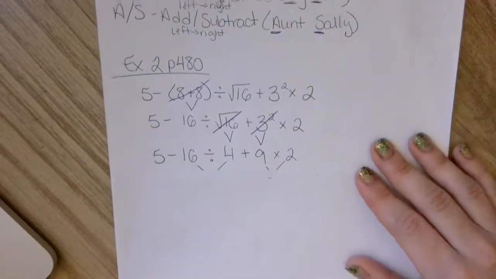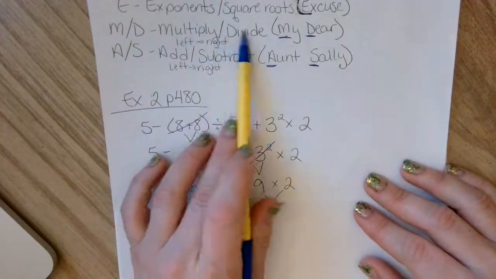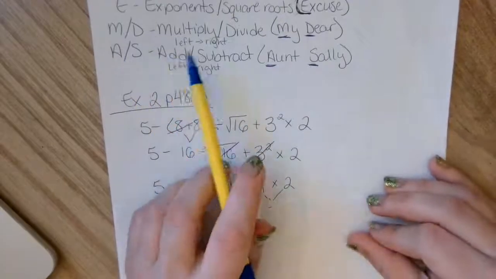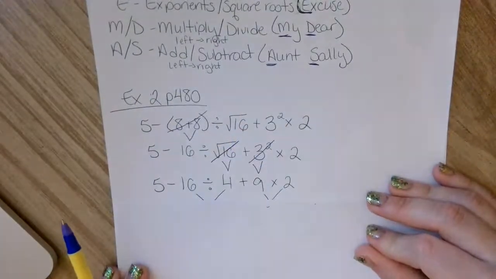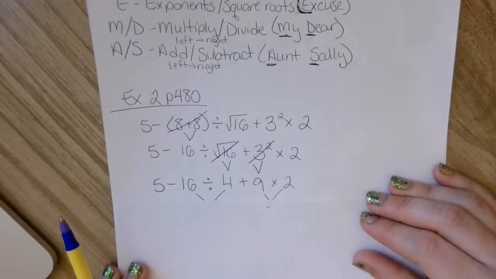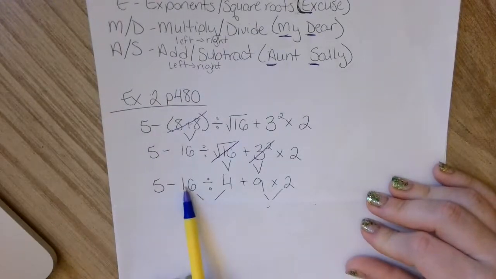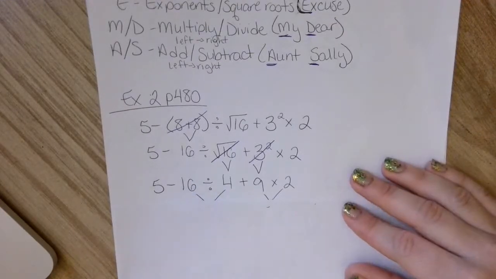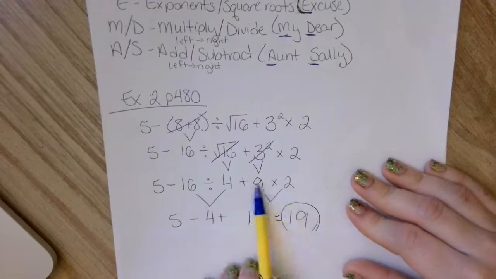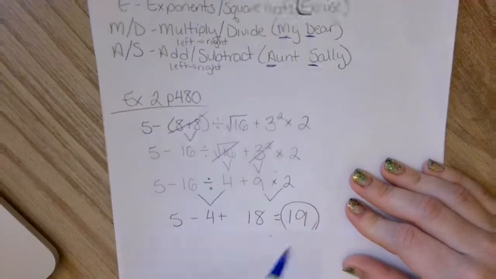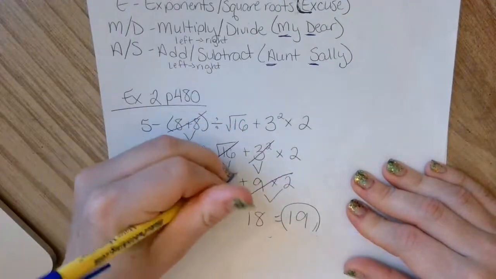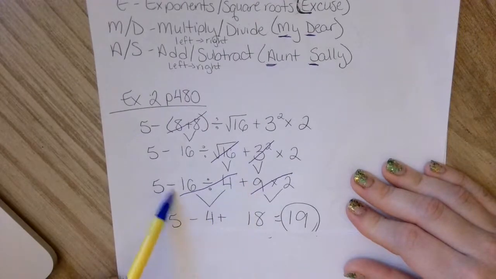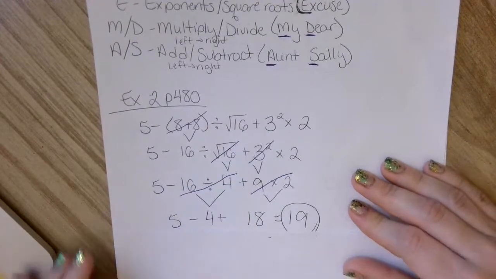Okay, then I'm going to look for multiplication and division signs, because that's next. And remember, if I have multiple multiplication and division signs, then I'm just going to move left to right and do whatever comes first. So I'm going to go to the first division sign in the problem. So 16 divided by 4, and that gives me 4. And then 9 times 2 gives me 18. So I took care of these two. So now I'm going to just pull down my plus sign, my minus sign, and then my 5, because that's all that's left.